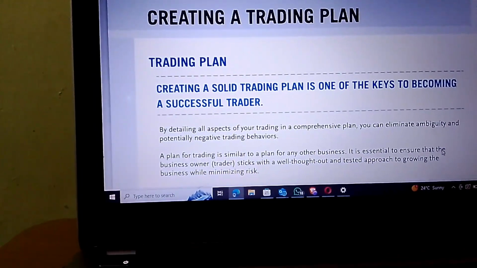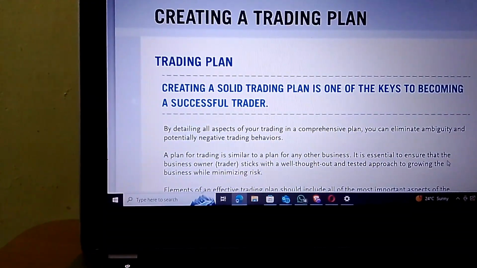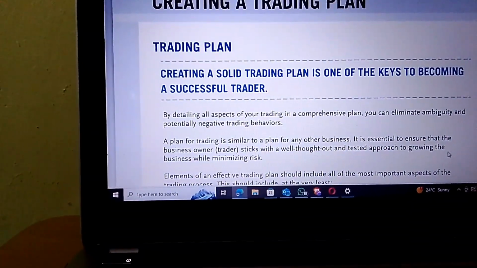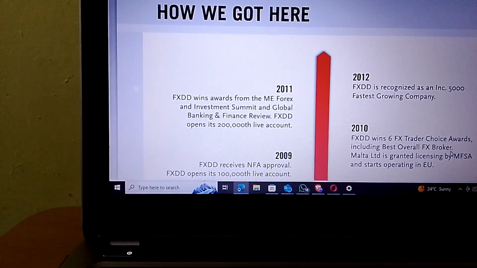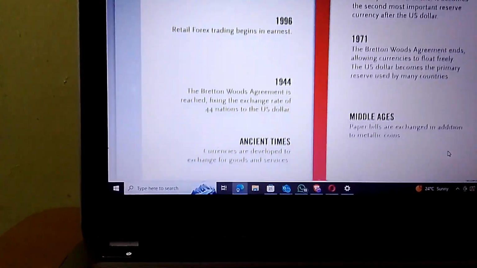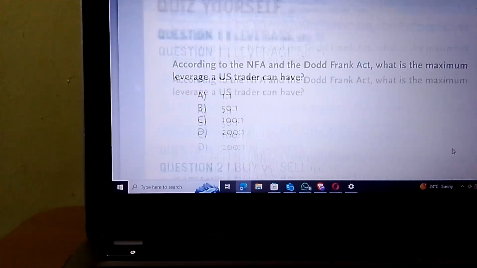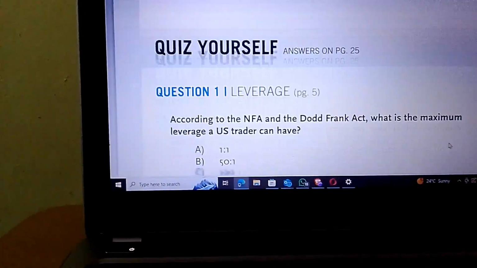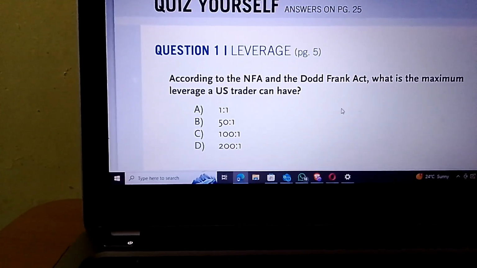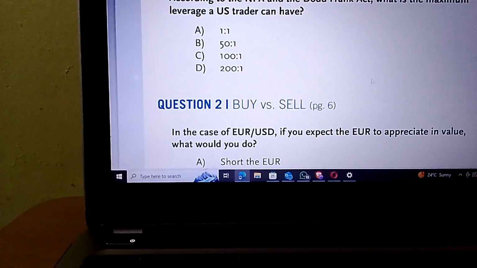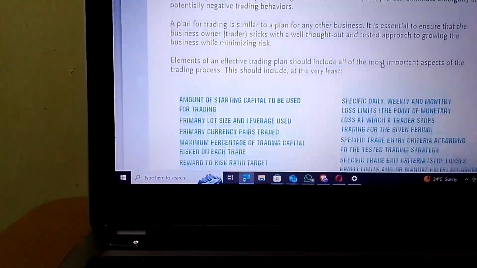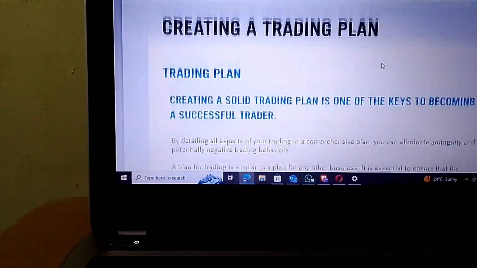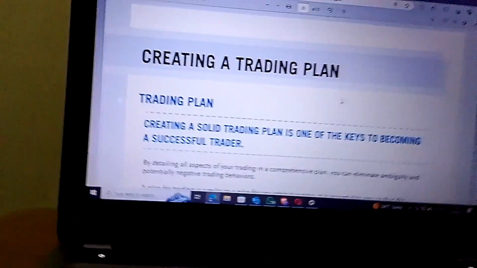So let's move on to creating a trading plan. I guess this is the last bit of this book which we'll be discussing here, because the rest is information about the company and maybe quizzes on yourself. We won't be going through this, but later on we'll be looking at another book for things that we may have been highlighted here but not expounded greatly.